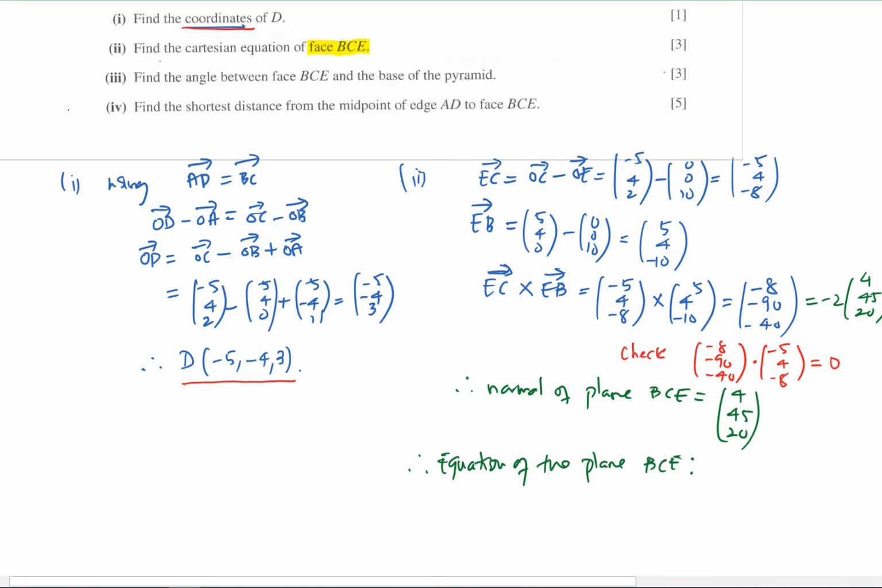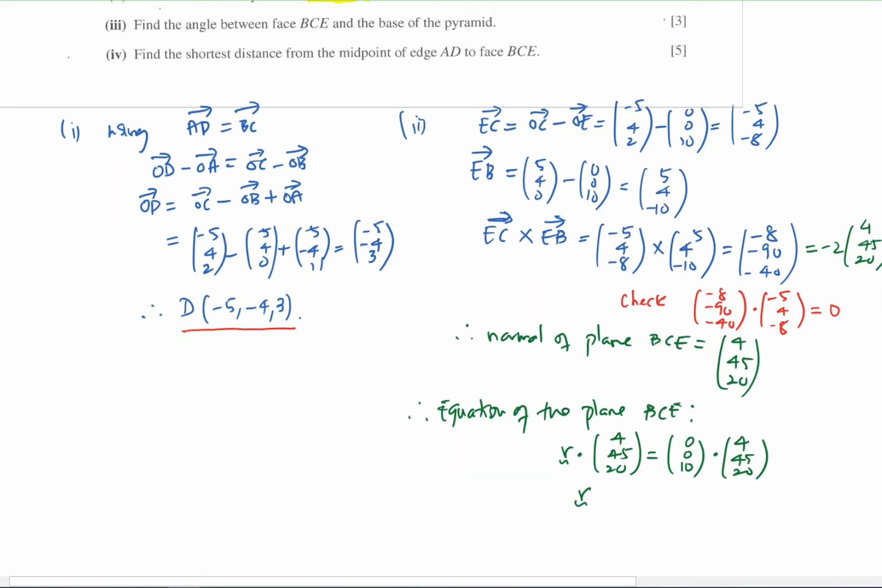So therefore, the equation of the plane. I'm going to use a formula: r dot with 4, 45, 20 equal to any point on the plane dotted with n. I can use 0, 0, 10, because it is E. It is easy for me. A dot n, so 4, 45, and 20. If I do that, I'll get r dot with 4, 45, 20 equal to 200.